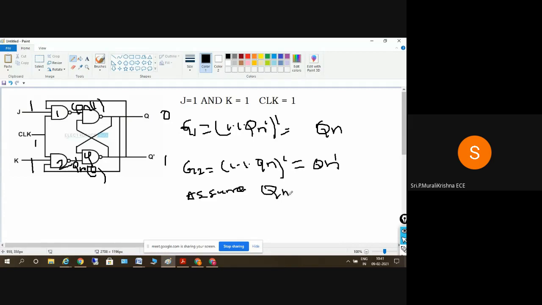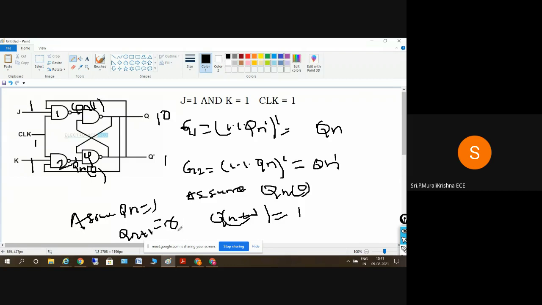So now assume Qn as 0 here. When I assume Qn as 0, automatically Q of n plus 1 is equal to 1. When Qn is 0, I'm getting a value of 1 here. And if I assume Q of n is equal to 1 here, what is the output I'm getting? Q of n plus 1 is obviously equal to 0. So I'm getting the toggle state here. Toggle state in the sense, whatever inputs I'm giving, I'm getting the complement of that here. Yes or no? Yes, sir.